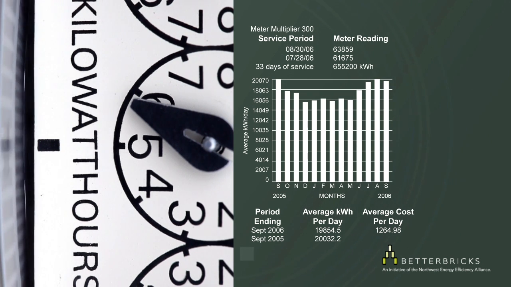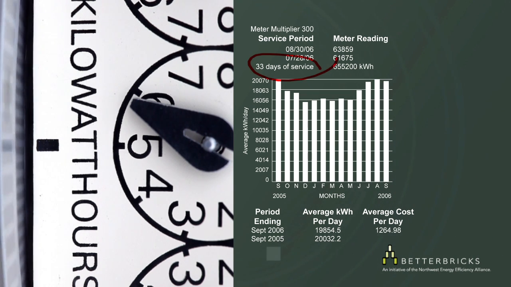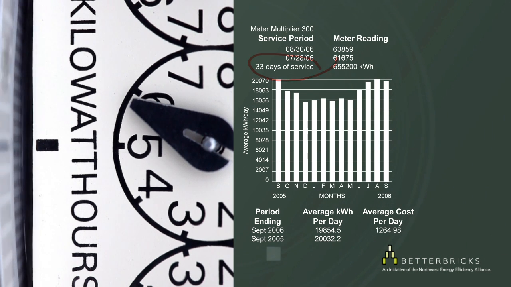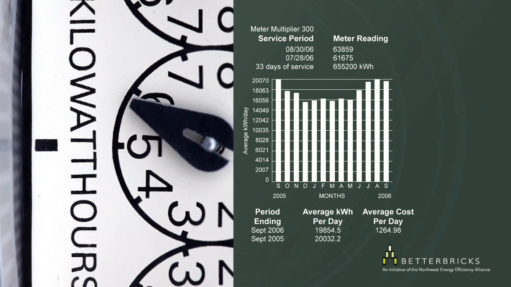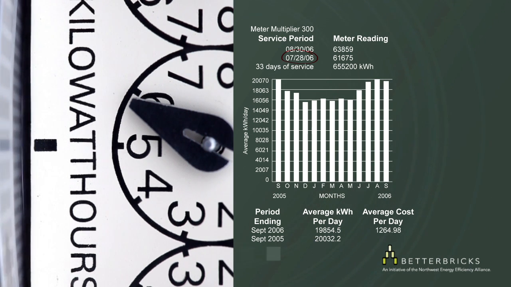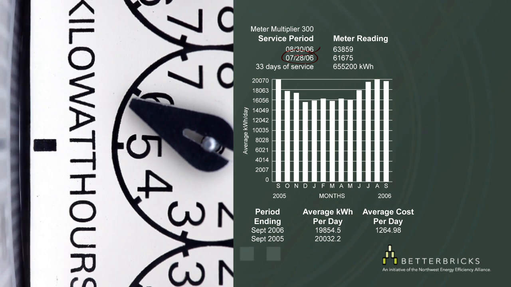Another important thing to note on here is the number of days of service of this bill. In this case, this bill happens to have 33 days of service. It shows you here when the meter readings were done. So it shows you the meter reading that it started with and the meter reading that it ended with. And it also has a meter multiplier.